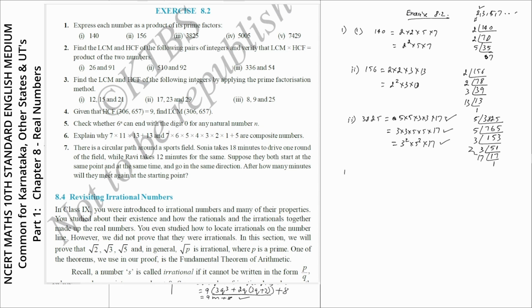Now the next sub question is 5005. Clearly we can see that it is divisible by 5. It's not divisible by 2. It may be divisible by 3, but I'll go for 5 only. 5 ones are 5, 0, 0, 5 ones are 5.